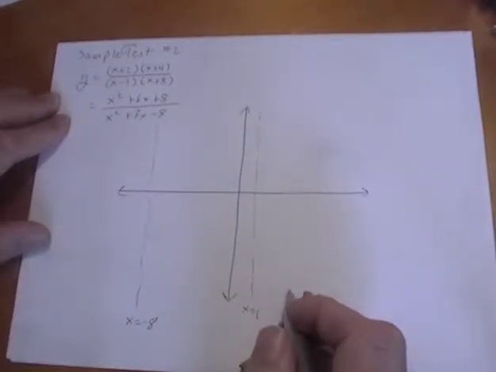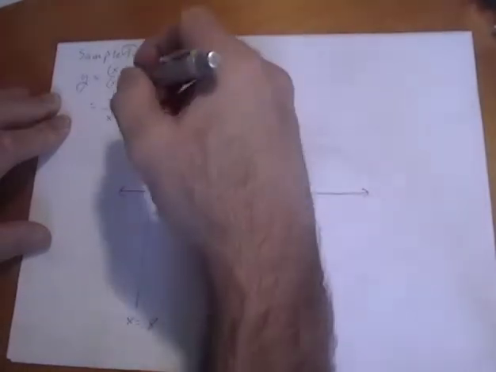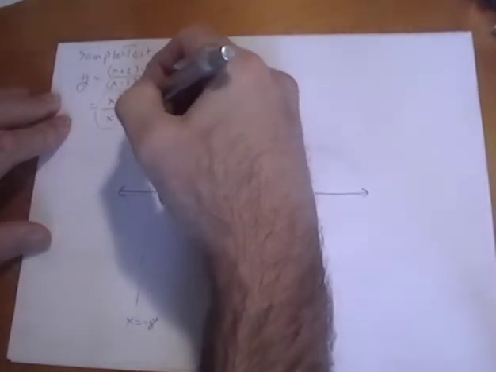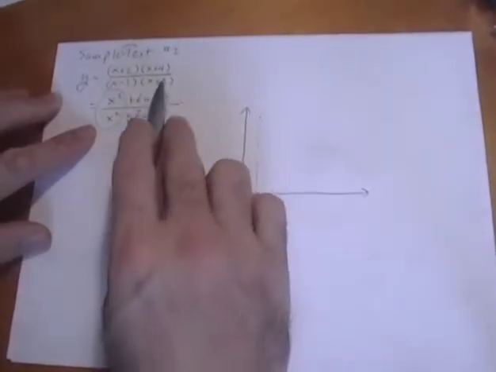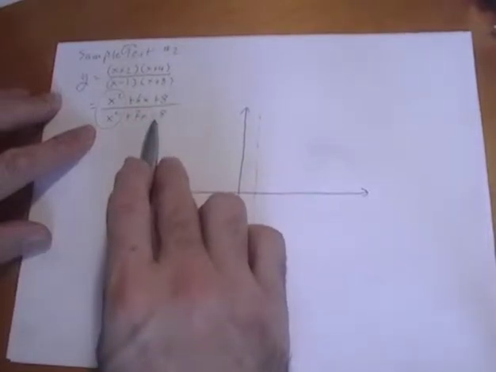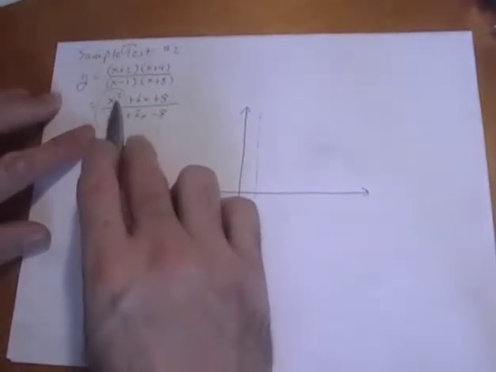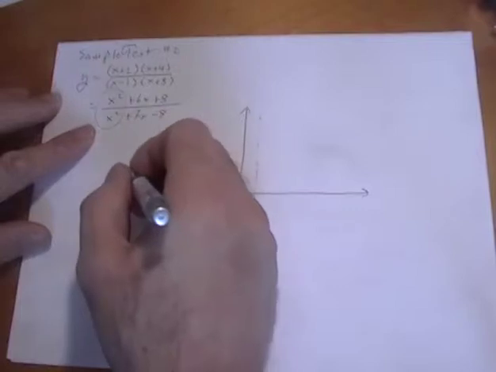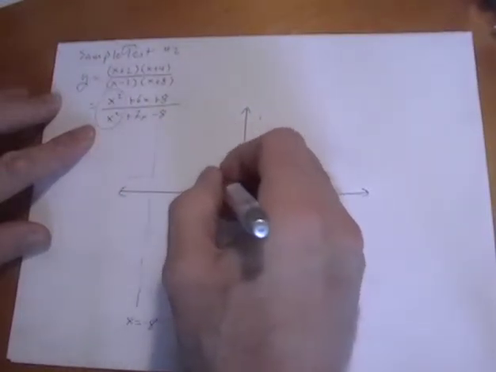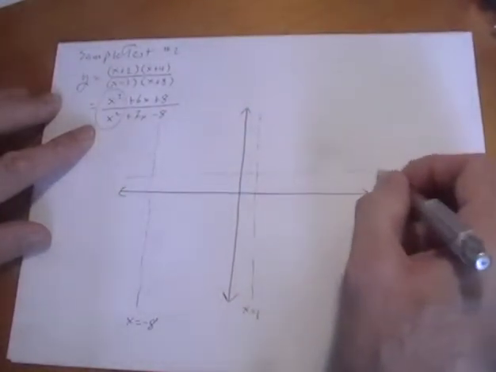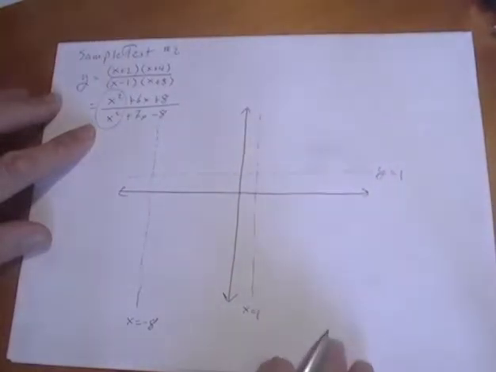You'll have a horizontal asymptote at the ratio of the lead terms. So now I move from the factored form to the expanded form. x squared over x squared is equal to 1, so the horizontal asymptote is going to be the line y equals 1, and again I label it.